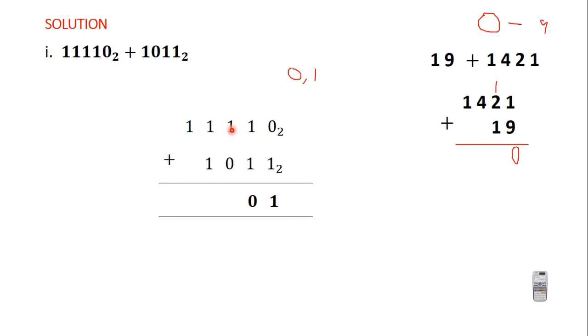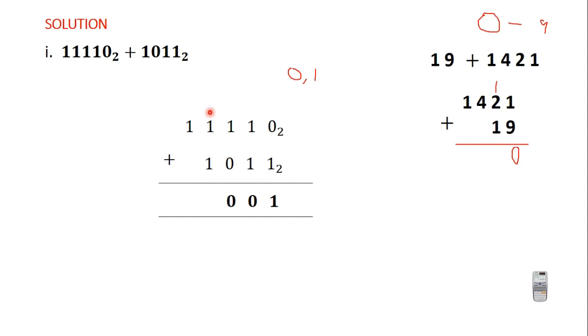1 plus 1 will give us 2. So here is now 2. Now 2 plus 0 will give us 2 again. As we have seen, 2 in base 2 is 1 remainder 0. So you write the remainder 0 here and carry the 1 forward to this side.